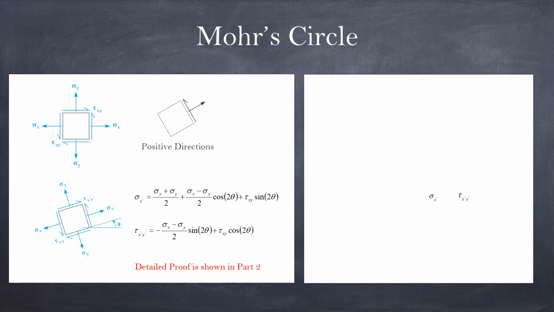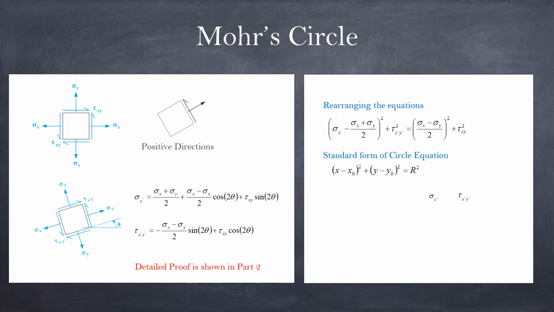If we maintain the beginning equation and look at them, we realize that this can form an equation that relates sigma x prime and tau x prime y prime. So we rearrange the equation, and it can be shown. I will prove in detail later on in part 2, but we can form this kind of equation. If you think it looks kind of familiar, it is, actually.